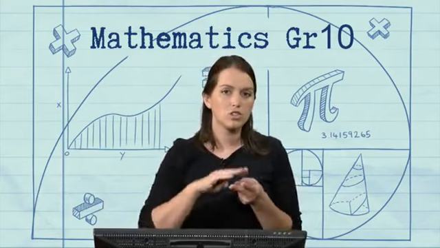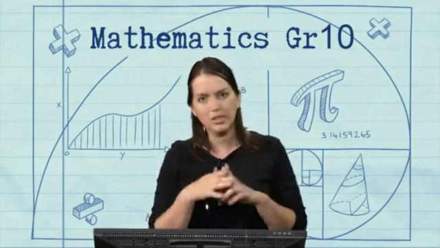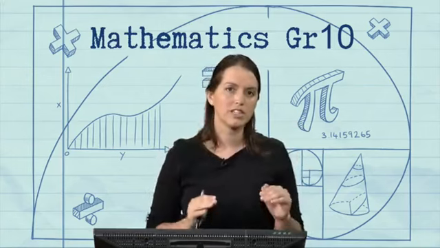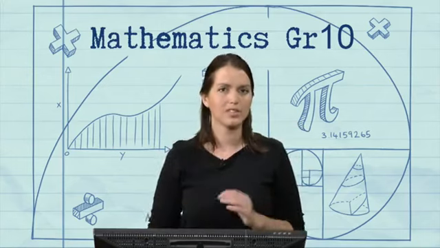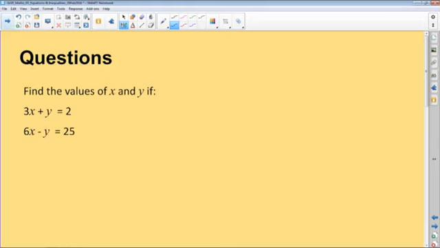You'll notice that there are 2 variables that we need to solve for. That means we need 2 equations to solve for them. Now, in each of those equations, the x will have the same value in both, and the y will have the same value in both. Let's take a look. The question says, find the values of x and y if 3x plus y is equal to 2, and 6x minus y is equal to 25.